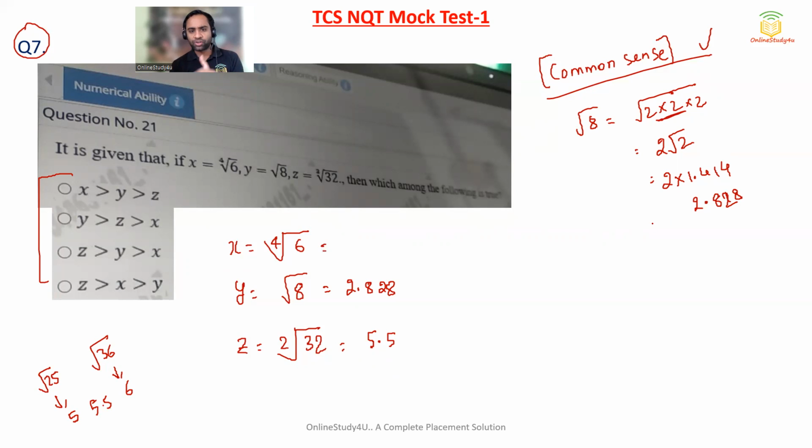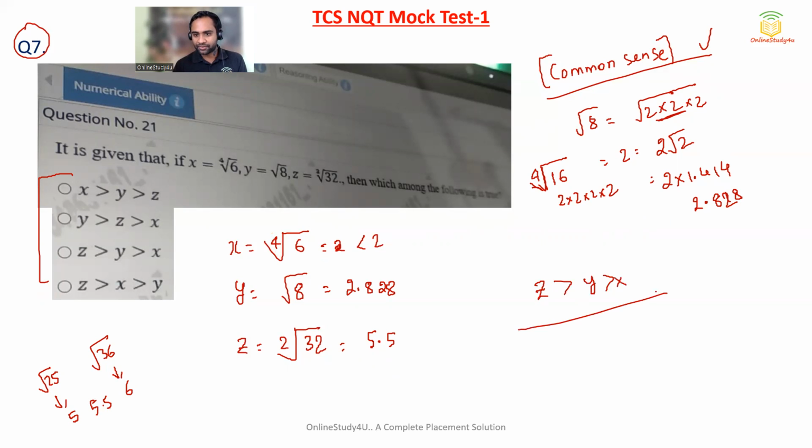And then the fourth root of 6. Friends, I just wanted to ask you one question. If it is the fourth root of 16, then what will be the value? 16 is 2 into 2 into 2 into 2, so it will be 2. But it is the fourth root of 6, so you can assume the maximum value will be 2. If it is 16, then it will be 2. If it is 6, then it is very much less than 2. So it is less than 2. Now I could see Z is the greatest one, then Y, and then X. So Z is greater than Y is greater than X, option C.